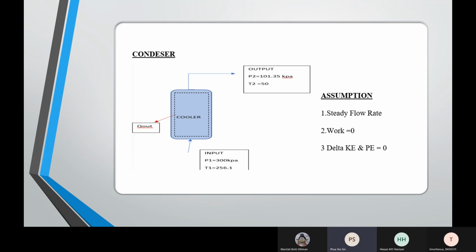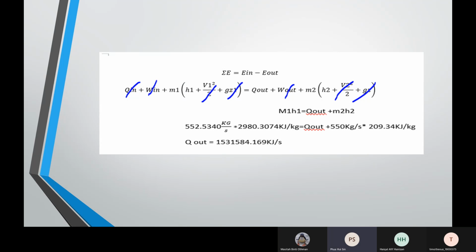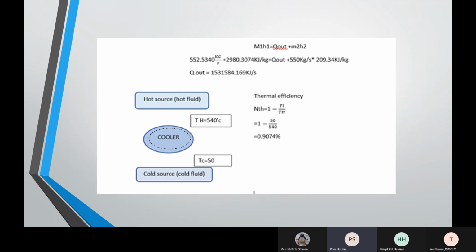The next component is the condenser. Our assumptions for the condenser are that it is steady flow rate, the work is equal to 0, and the delta KE and PE are equal to 0. The Q output that we calculate is equal to 1531584.163 kilojoule per second. Next, the thermal efficiency of this cycle is equal to 0.9074%. Next is Masita.